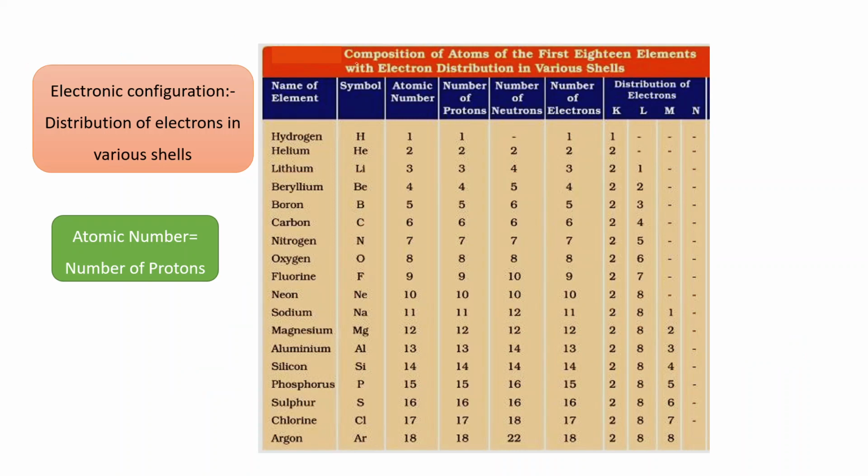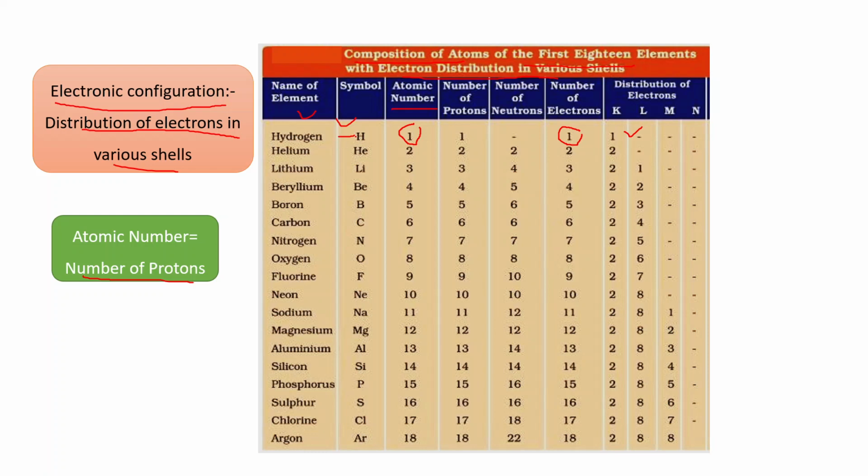Now, this table shows the composition of atoms of the first 18 elements with electron distribution in various shells. This distribution of electrons in various shells is known as electronic configuration. In this table, this is the name of the element, this is the symbol, this is the atomic number. Now what is this atomic number? Atomic number is equal to the number of protons. And as we know, an atom is neutral, that's why the number of protons is equal to the number of electrons. You can see this, and this is the distribution in various shells.